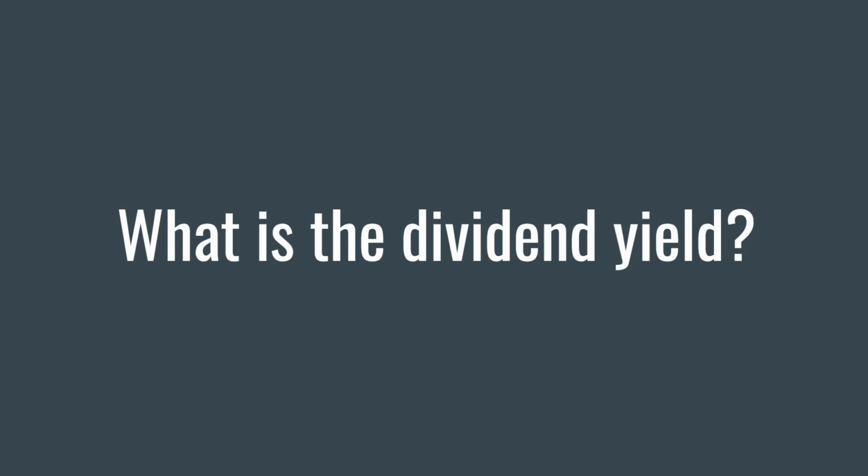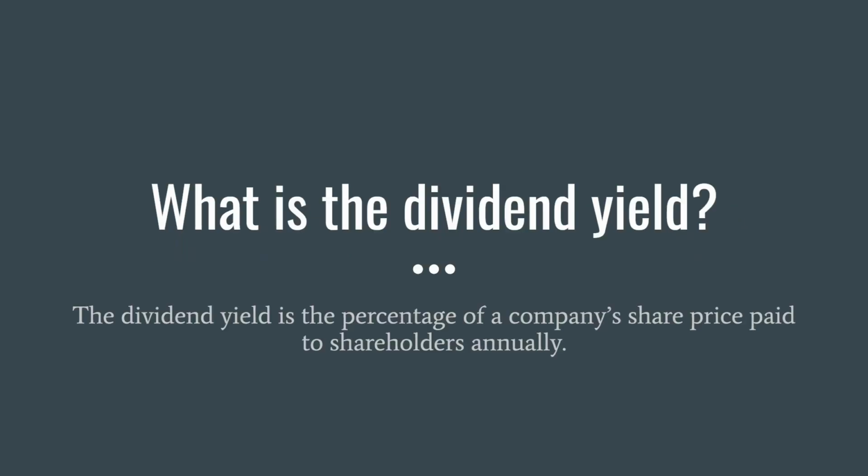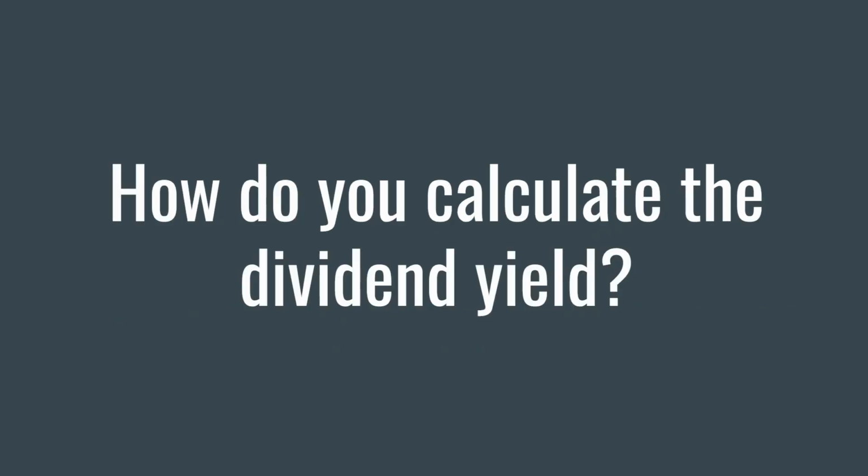Let's talk about the dividend yield, which is going to involve a little bit of math and some extra understanding. So what is the dividend yield? The dividend yield is the percentage of a company's share price paid to shareholders annually. And the key word here is percentage of the company's share price, whereas the dividend payout is actually the dollar amount. Okay, so we know what the dividend yield is, but how do we calculate it?